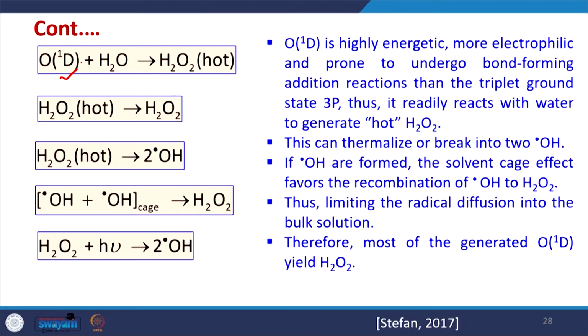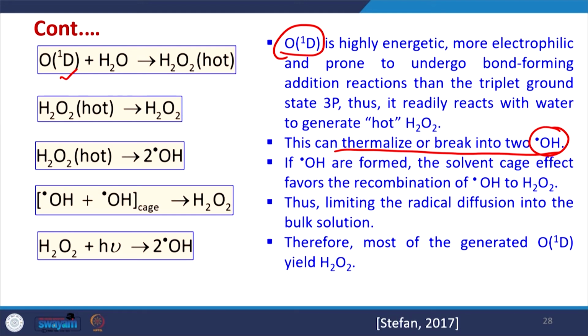Now, out of these, O1D is highly energetic, more electrophilic, and more prone to undergo bond formation and addition reactions than the other types of compounds which are getting formed. So, this particular compound is more active in degrading the compounds. It can thermalize or break into 2 OH radicals, and these 2 OH radicals can further react with the contaminant.